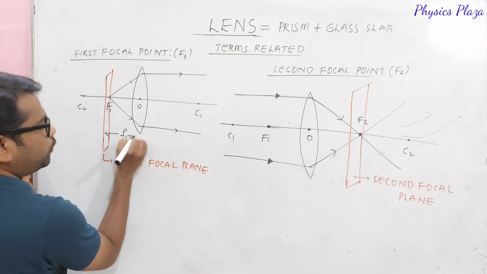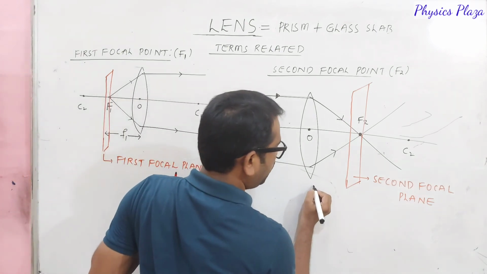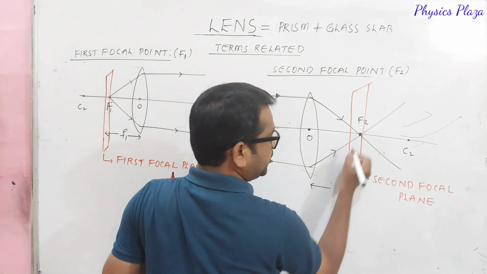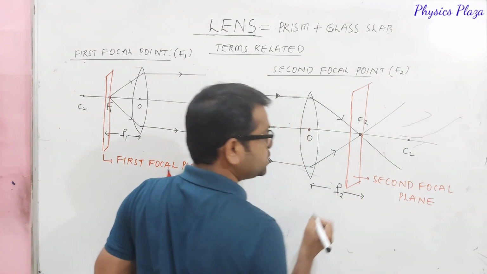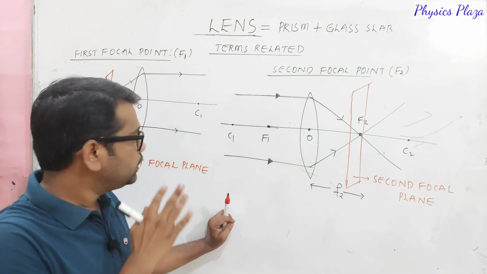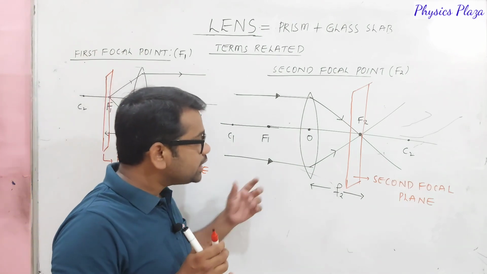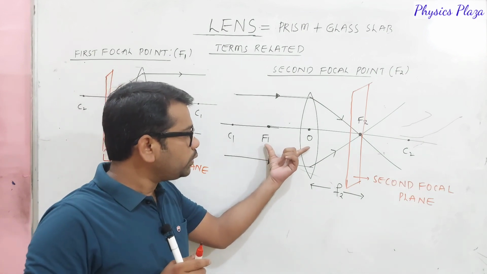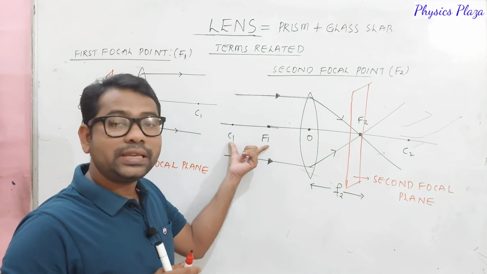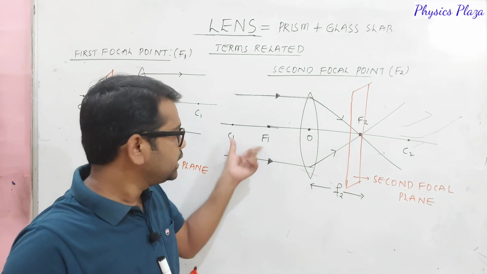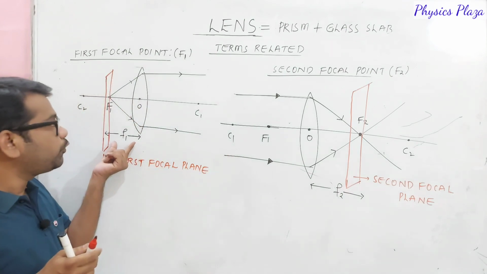called the first focal length, whereas the distance between the optic center and the second focal point is called the second focal length. So it's very, very important. This is the first thing which we have to understand. And one more thing, dear children, here the distance between O to F1 and the distance between F1 to C1 is equal, which means what here? The radius of curvature is double that of the focal length.